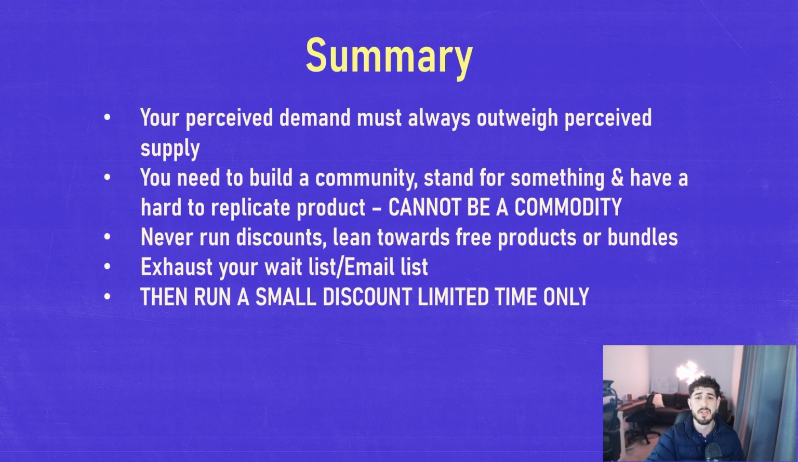So in summary, these are the core things you need to remember. If you get anything out of this video, please remember this. Your perceived demand must always outweigh perceived supply. You need to build a community, stand for something, and have a hard to replicate product that cannot be a commodity. It cannot be the same as everyone else's. Otherwise, this does not work because they can go anywhere else.